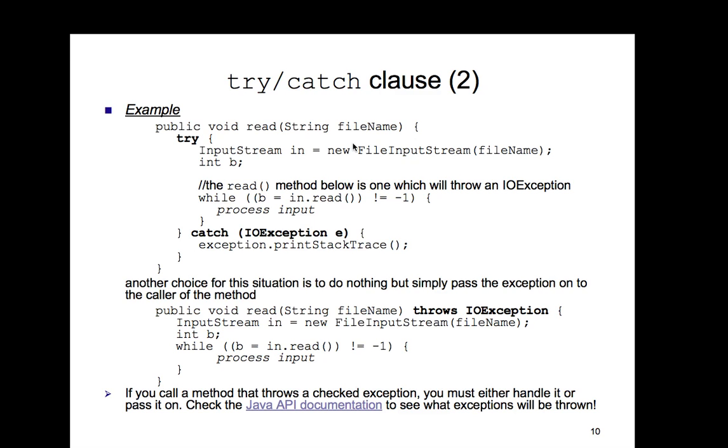So we have choice number 1, try catch. Choice number 2, use throws. So throws is going to say, same method, throws I/O exception. Hopefully you can read that. And same code here, same process here. So if you call a method that throws a checked exception, it's kind of blurry, you must either handle it or pass it on.